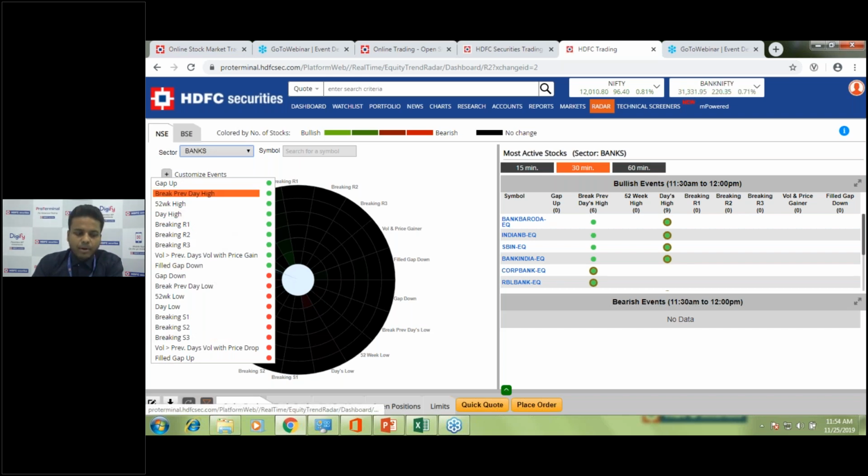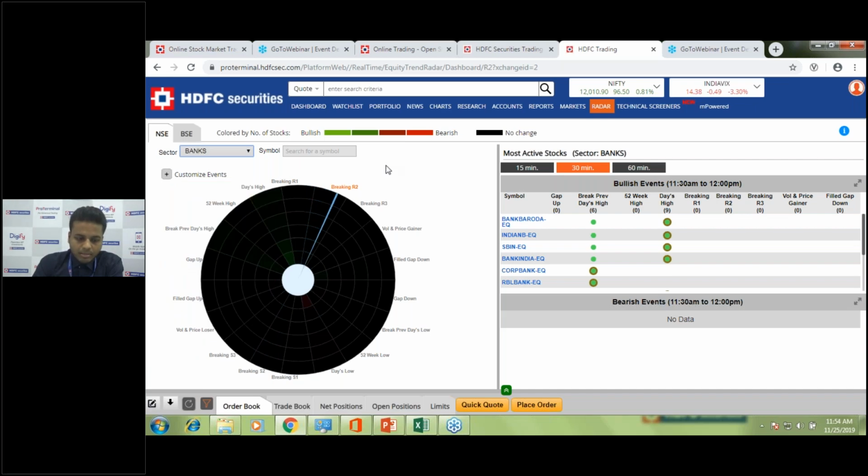The bullish events are such as gap up, previous day high break, 52-week high, day high, breaking R1, resistance 1, resistance 2, resistance 3, volume more than previous day volume with price gain, and filled gap down, when the stock has opened at a lower price but now has filled the entire gap, so it's a bullish trend. These are the 9 bullish trends, and similarly on the reverse side you have 9 bearish trends. So all of them are selected.